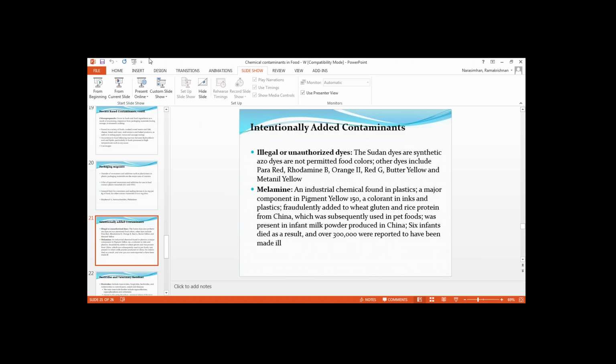In most cases, the primary intent is not to cause harm, but to defraud for financial gain. But the damage is already done, and potential harm does exist. One example I can give you is the Sudan group of chemicals. These are synthetic dyes, colorants, also used in products such as shoe polish and automotive paints.